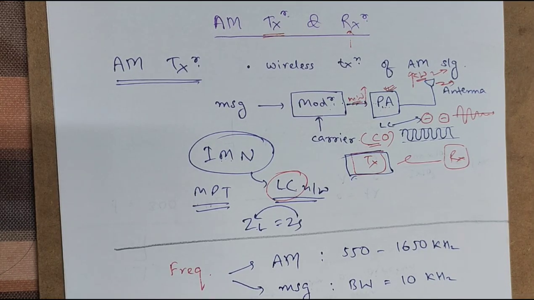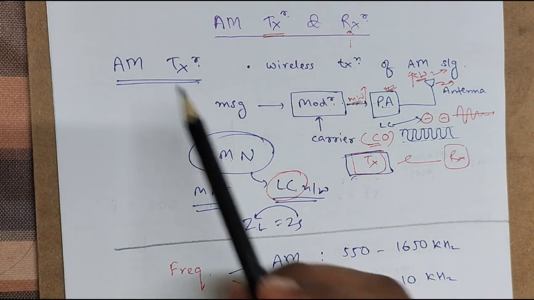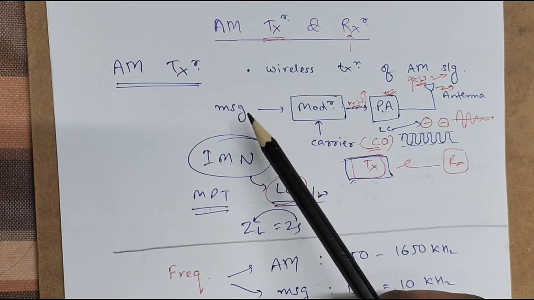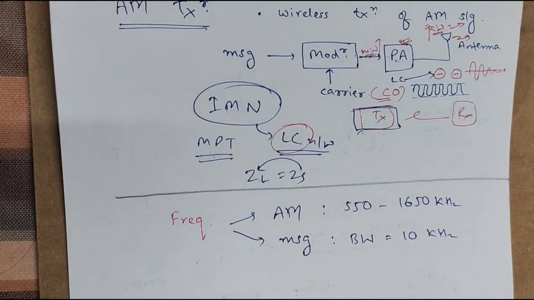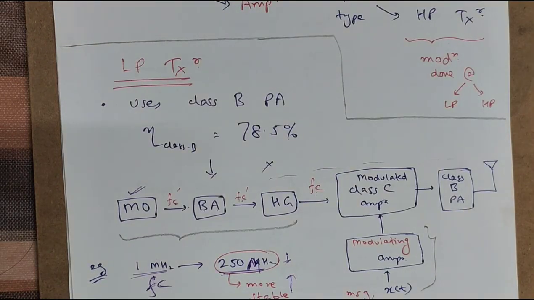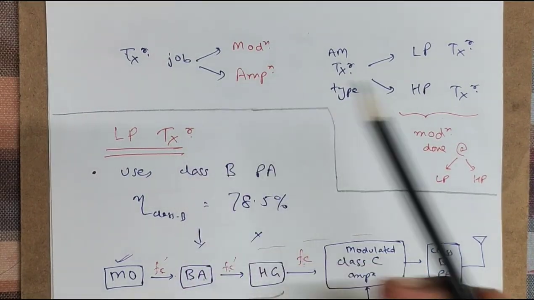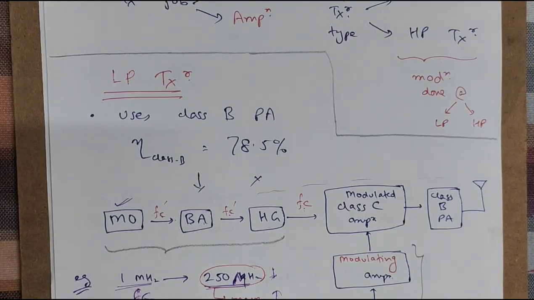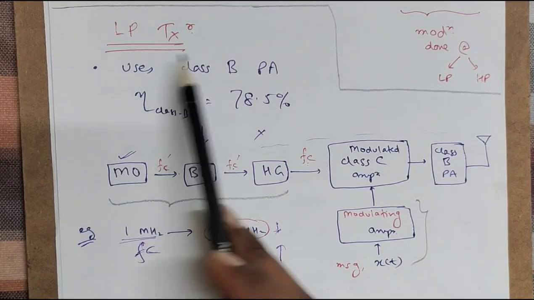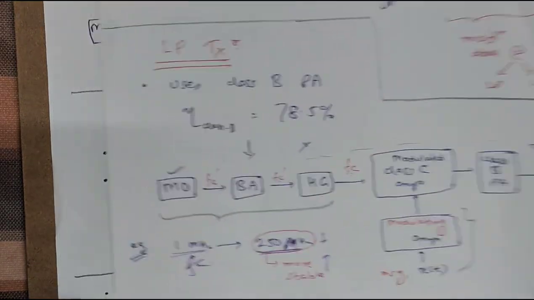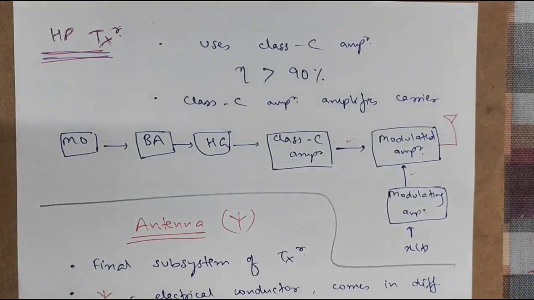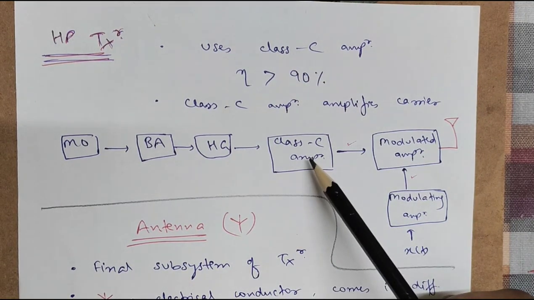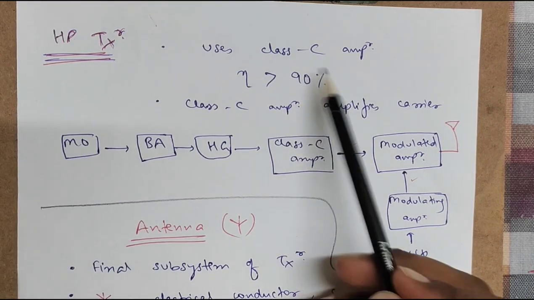So at the end, to present a summary, we have seen the AM transmitter simplified block diagram, and then the frequency allocation, and then the job of a transmitter and the types of transmitter. Then the low power transmitter block diagram, and why we can't use it because of low efficiency. And then we have seen the high power transmitter, which uses a Class C amplifier before modulation, and it offers high efficiency, more than 90%.